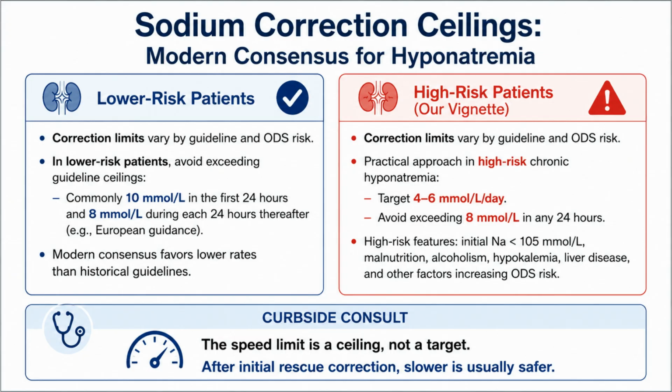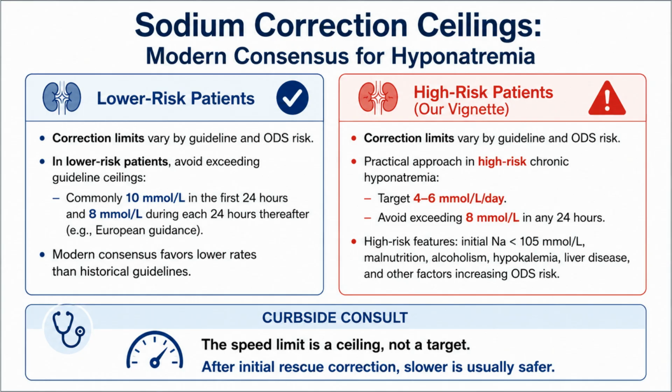For high-risk patients, a practical approach is to target 4 to 6 millimoles per liter per day and avoid exceeding 8 millimoles per liter in any 24-hour period. High-risk features include initial sodium at or below 105 millimoles per liter, alcohol use disorder, malnutrition, hypokalemia, liver disease, and other factors that increase demyelination risk. The teaching point is simple. After initial rescue, slower is usually safer.